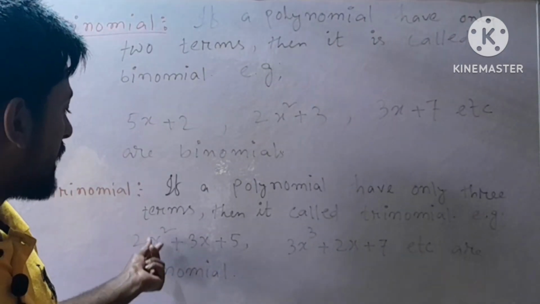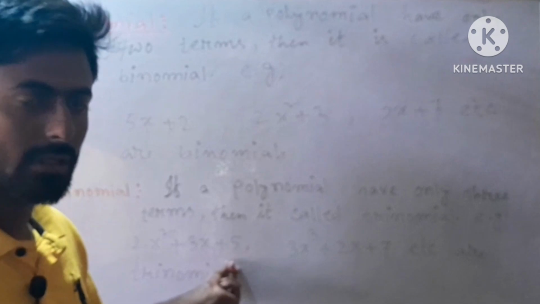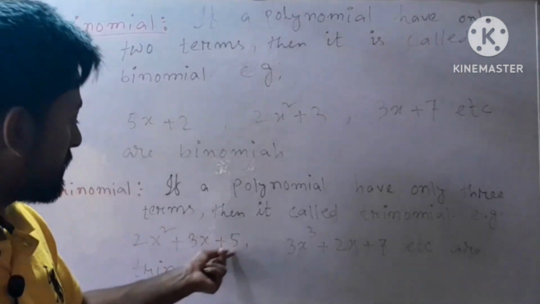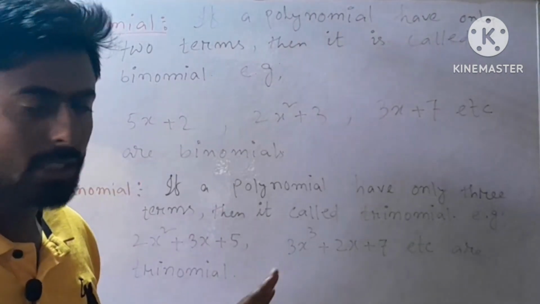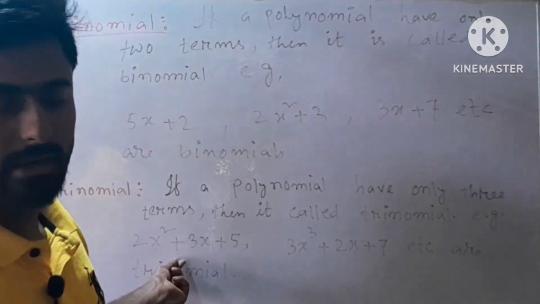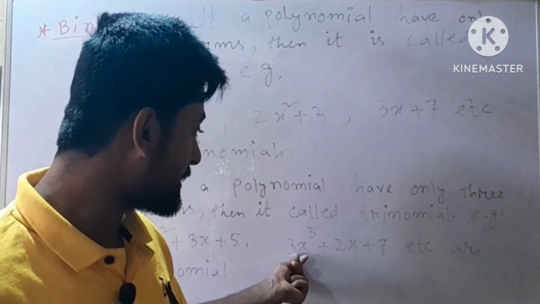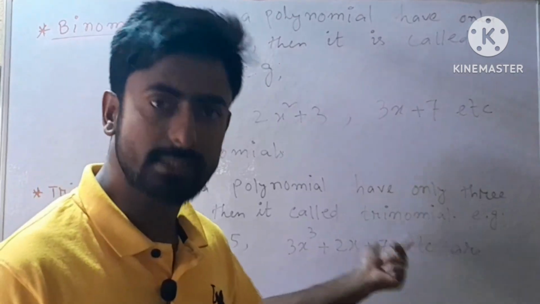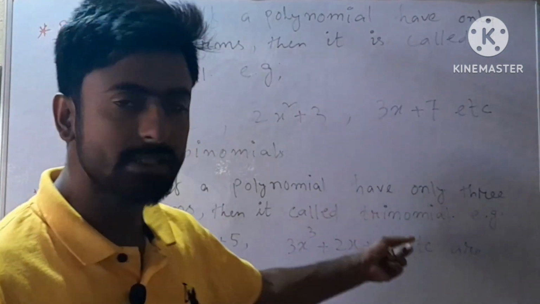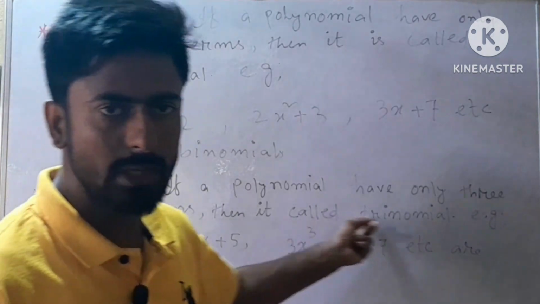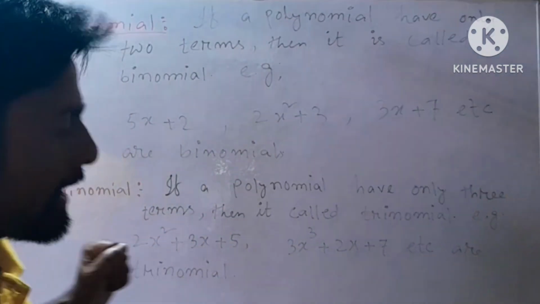2x square plus 3x plus 5, it is a polynomial, but here number of terms is 3, so therefore it will be a trinomial. Next, another example we have taken. Here 3x cube plus 2x plus 7, number of terms is 3, so therefore this polynomial is specially called trinomial.